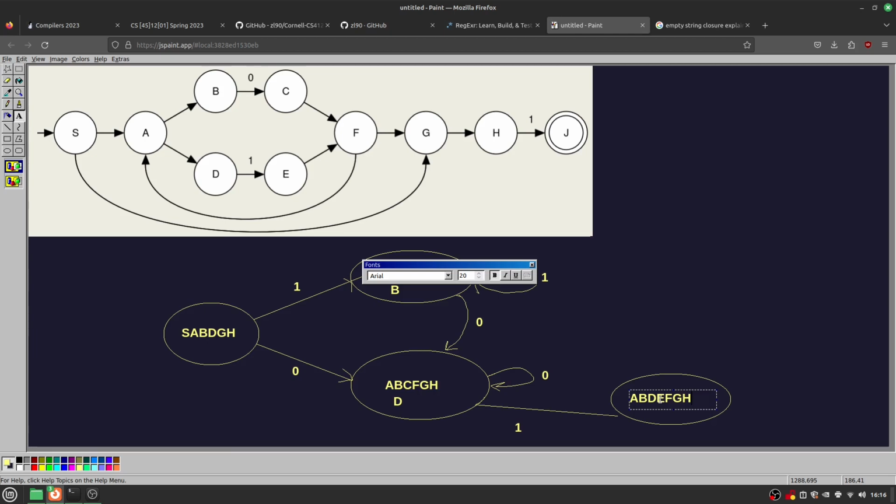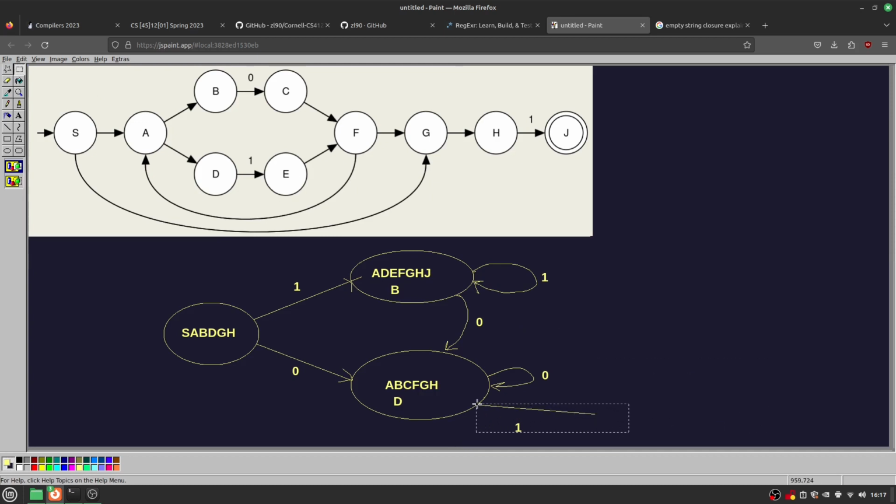From F, if we take a, sorry, that includes a J. From E, if we take a 1, we can get to J. And then the rest, if we take a 1, we can get to J. So it looks like this is the same as this. A, B, D, E, F, G, H, J. Alright, so if we take a 1, we can get to here.